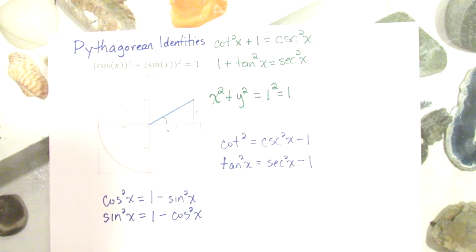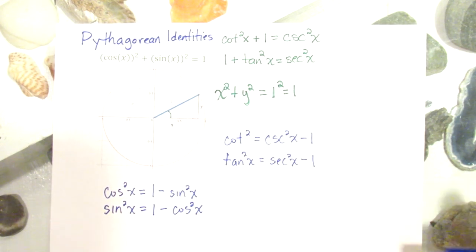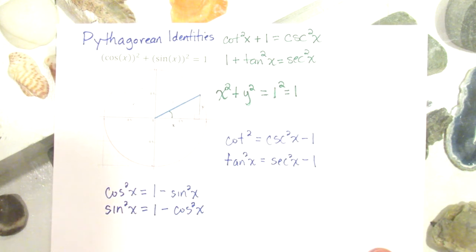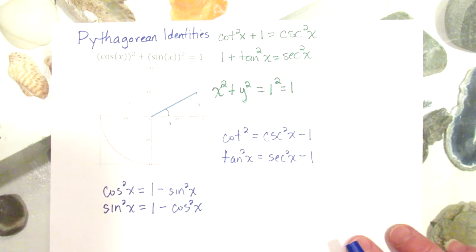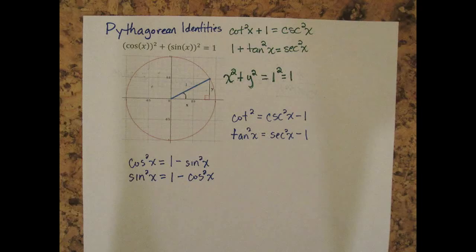So just be aware that simple algebra can turn an identity into a new identity, and that's often what you're doing when you're working with identities.